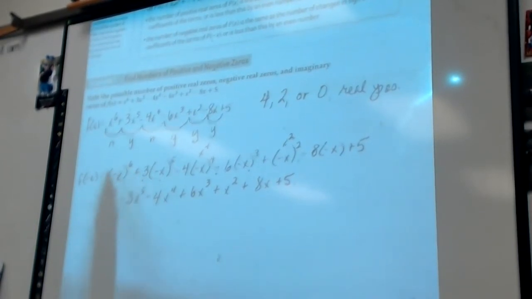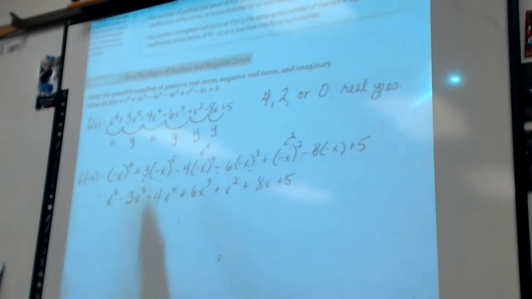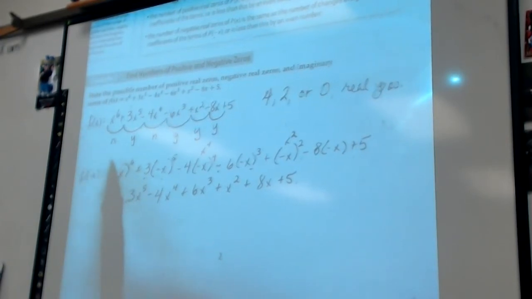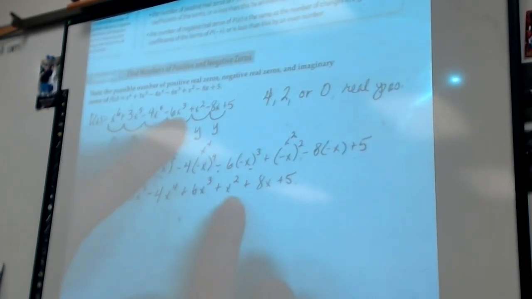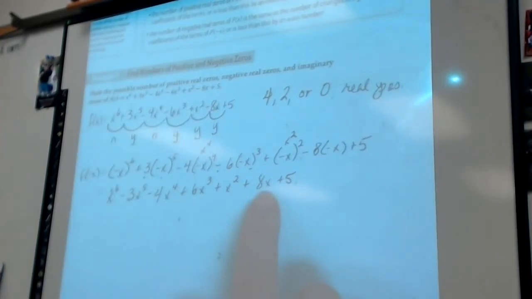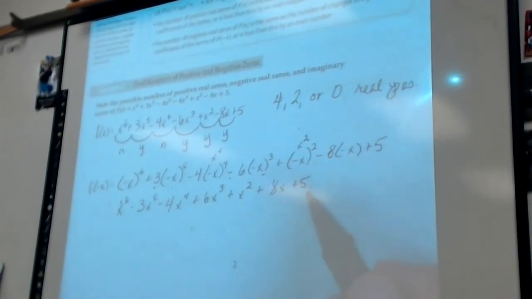So the shortcut, instead of doing all this, is to look at your original and change the signs only of the ones that have an odd exponent. Notice, x to the 6th stayed x to the 6th, negative x to the 4th stayed negative x to the 4th. It's an even exponent. X squared stayed positive x squared. But then look at your odd exponents. 3x to the 5th is negative 3x to the 5th. Negative 6x cubed became positive 6x cubed, and negative 8x became positive 8x. Okay? So that's your shortcut. Just go through and change the signs of the ones with odd exponents.